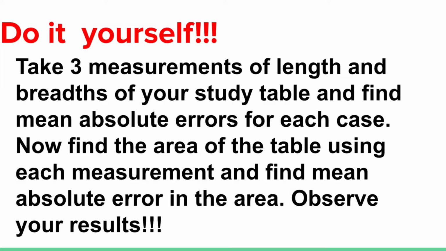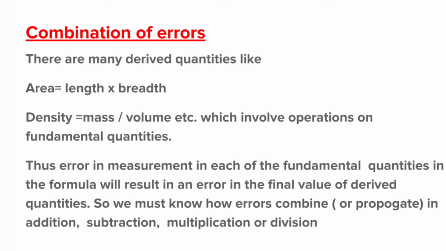Okay guys, we'll start with a very fun experiment. Take a scale or a measuring tape and take three measurements each of the length and breadth of your study table, and then record them in a table. Now find the mean absolute error, that means delta L and delta B, for each of these cases. Now find the area of the table, length into breadth, for each measurement, and then again find the mean absolute area and observe your results. You will see that the errors in length and breadth also result in an error in the area.